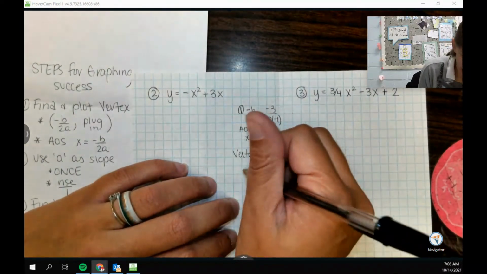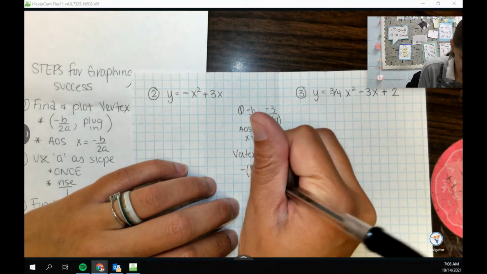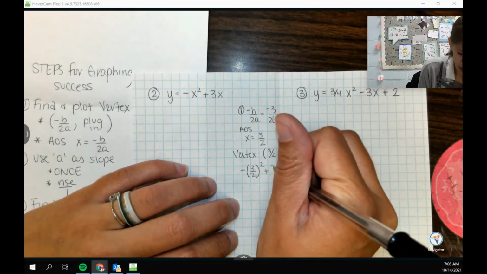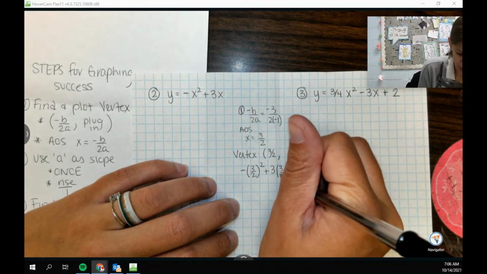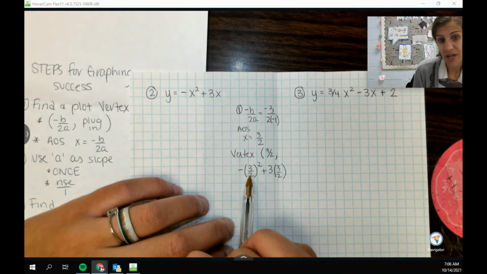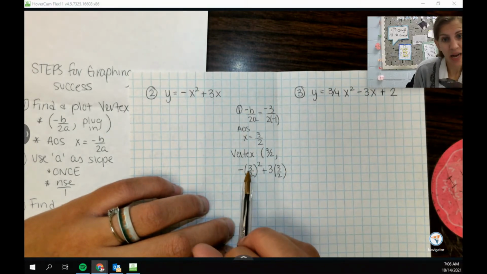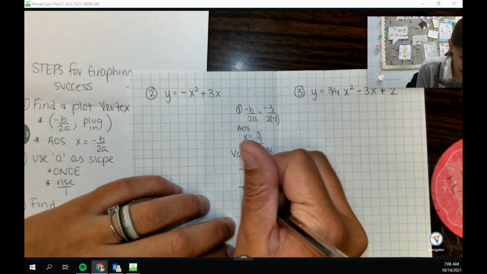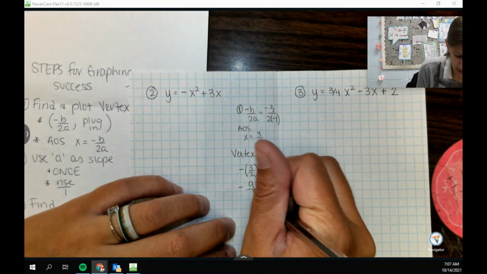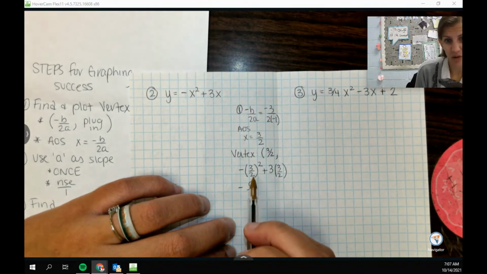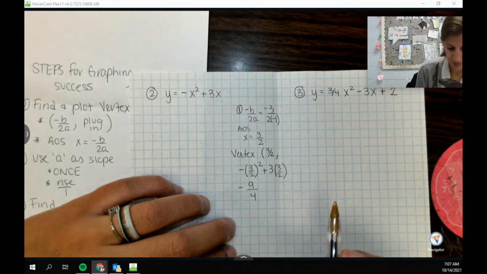So when I plug it in, we're going to have negative 3 over 2 squared plus 3 times 3 over 2. So the reason I say that this is easier is because 3 over 2 squared I know how to do. I just square each part. If it was 1.5, that would be harder for me. So we're going to have negative 9 over 4. And it is negative because the negative is not being squared, just the x value.